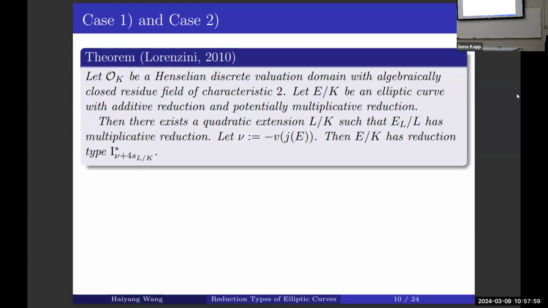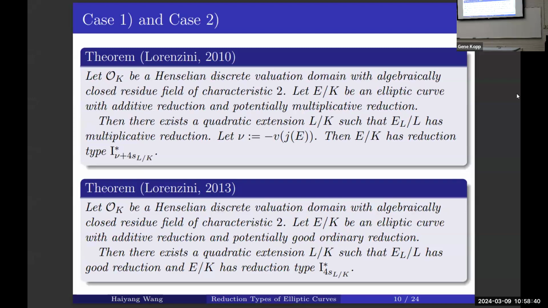Case 1 and 2 of the previous question were addressed by my advisor, Dino Lorenzini. Let OK be as before, and let E over K be an elliptic curve with additive reduction and potentially multiplicative reduction. Then there exists a quadratic extension L over K such that the base change EL over L has multiplicative reduction. Let nu be the negative of the valuation of the J invariant of E. Then E over K has reduction type I star nu plus 4 SL over K.